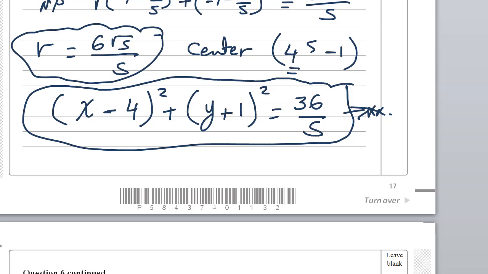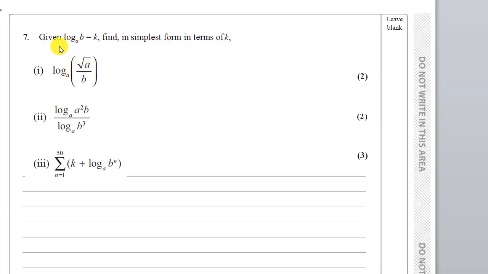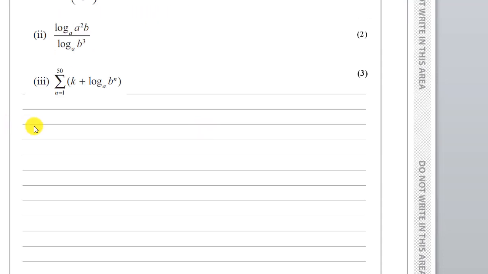Okay, let us go ahead to another. Now, given log AB equal to k, find in simplest form in terms of k log a square root of b, a divided by b. So let us start. This is number 1. Log a square root of a divided by b.